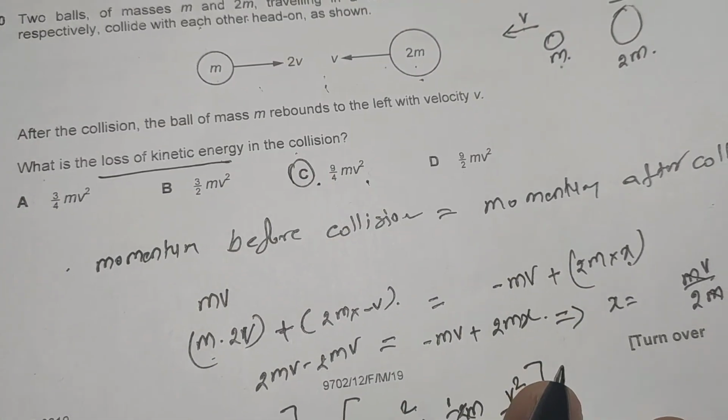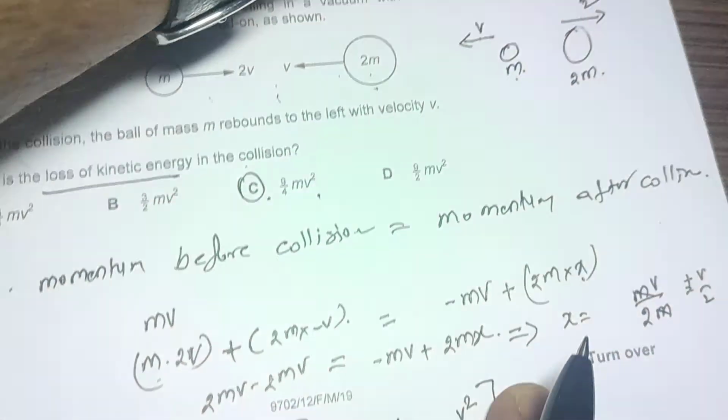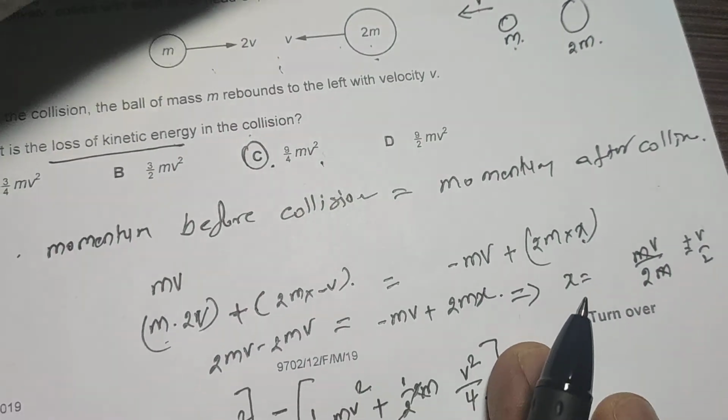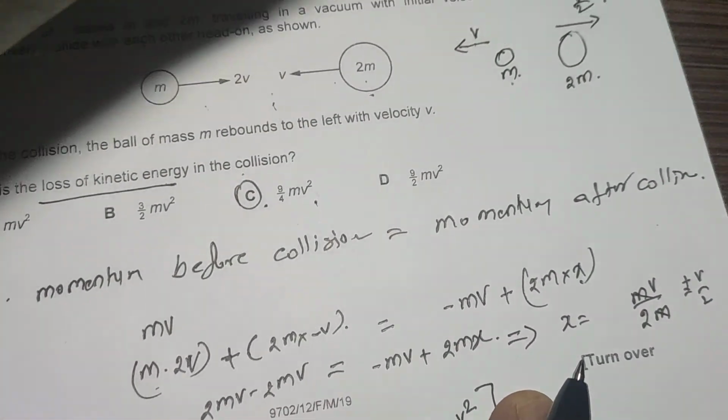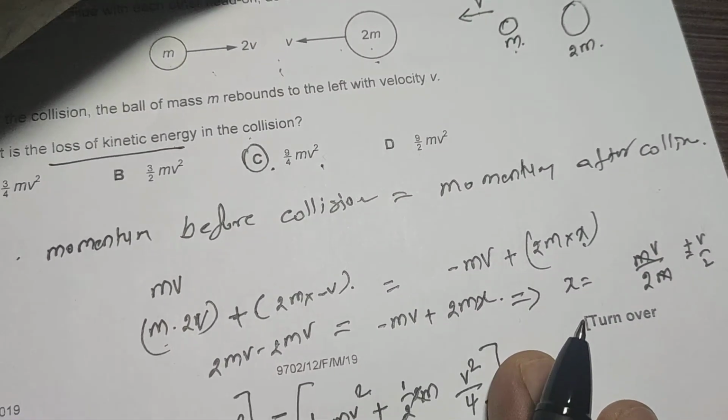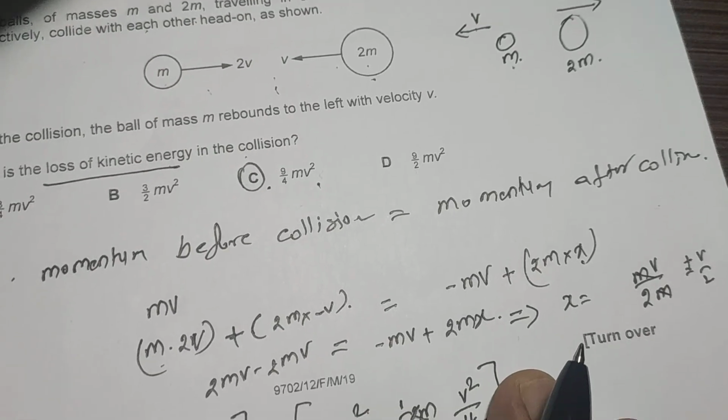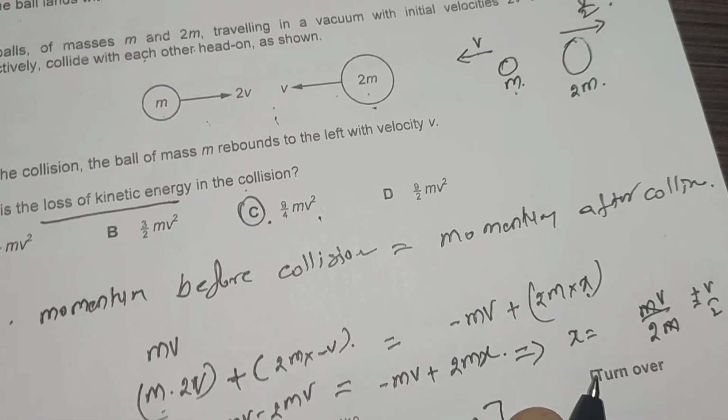So in this question, in a nutshell, what do you need to do? You first calculate the velocity, and then calculate the change in kinetic energy or loss in kinetic energy. That's the logic here.